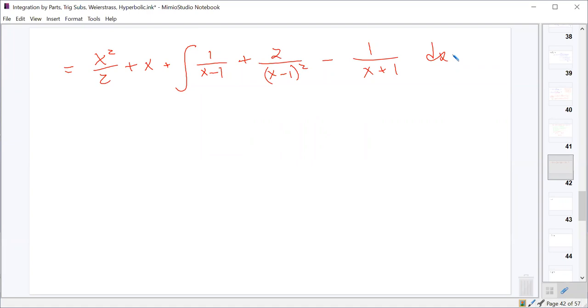Yes. Great. All right. So now this should come out pretty easily. We've got x squared over 2 plus x plus the natural log of the absolute value of x minus 1. How do we do this one? 2 over x minus 1 squared.